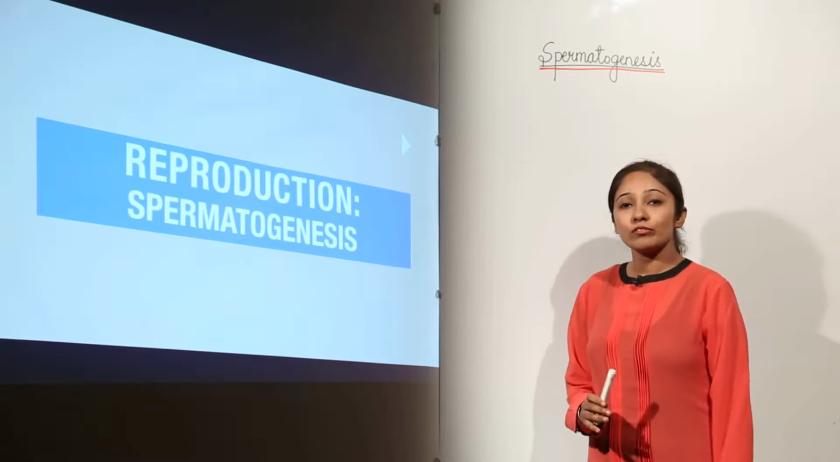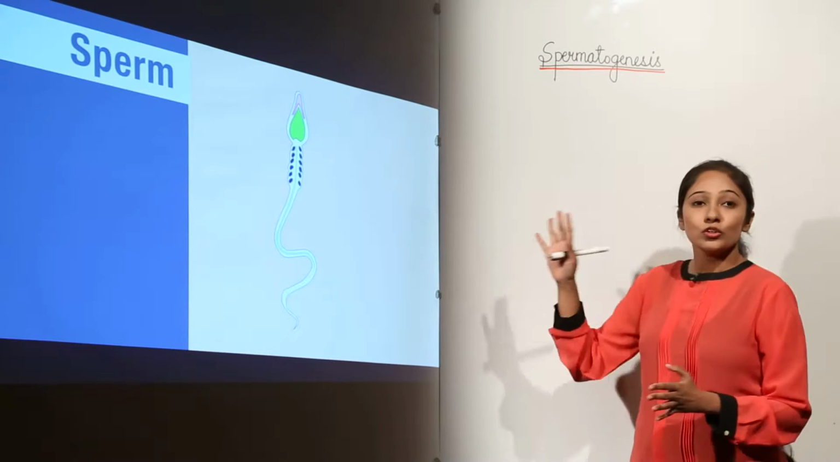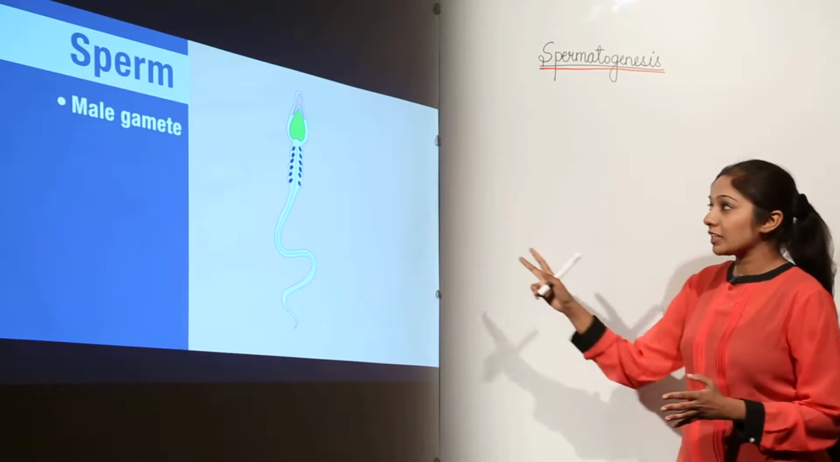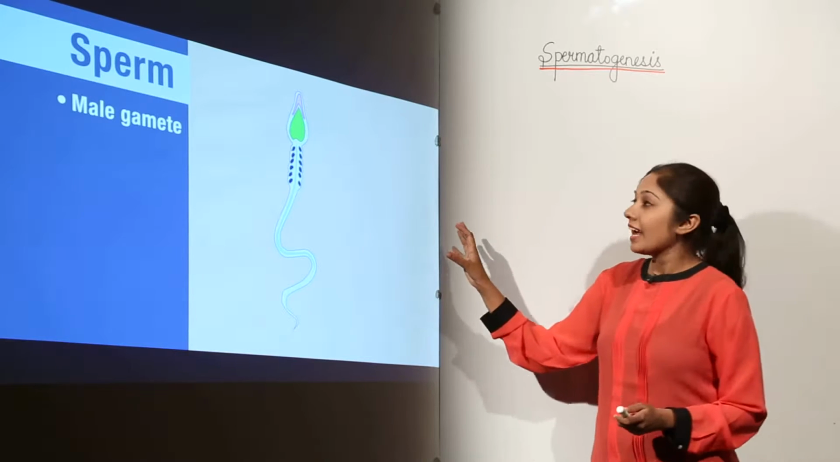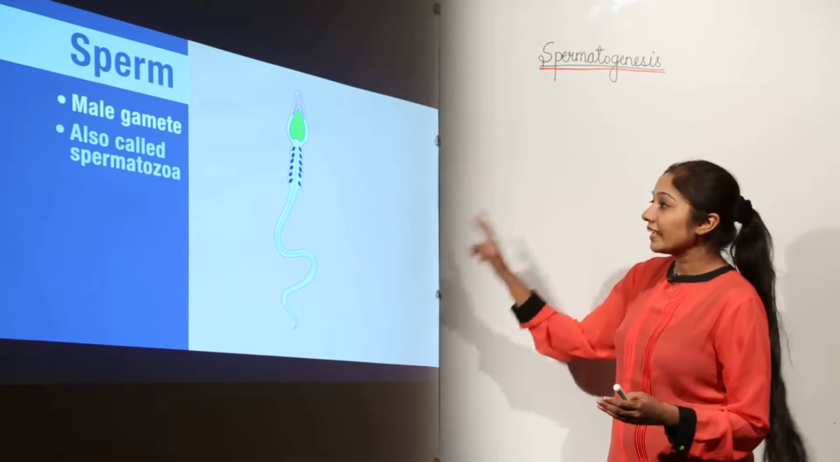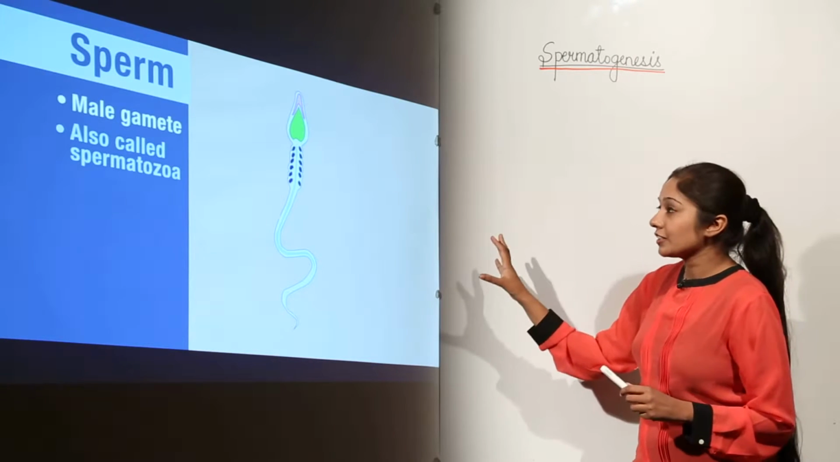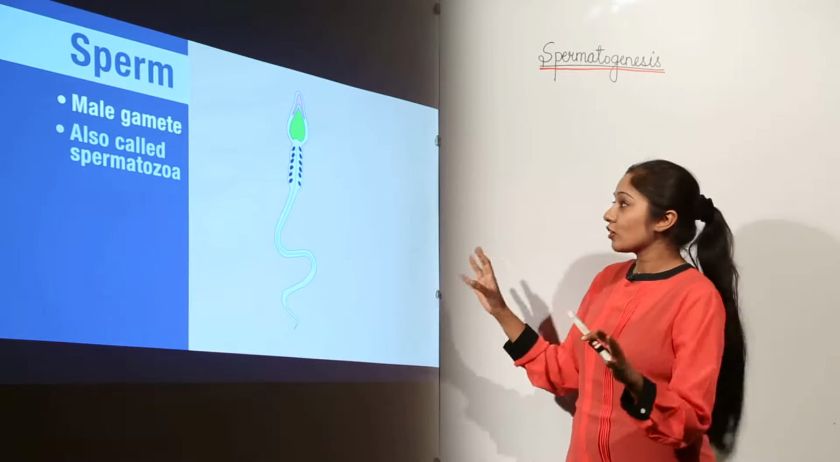Let us have an overview of spermatogenesis. Let us begin with a sperm. You all know when I say the word sperm, sperm is a male gamete and it is also known as spermatozoa. Okay, so this male gamete is also known as spermatozoa, and when we look at its structure, we'll see a detailed structure of the sperm.